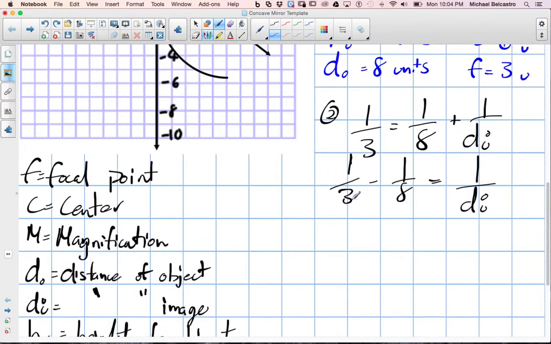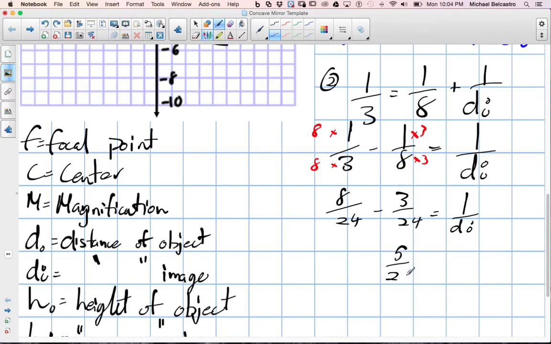Now we're going to make the denominators the same because we're subtracting fractions. So very quickly, instead of trying to find a common multiple, I know I can multiply this fraction by the denominator of the other fraction, and then vice versa, this fraction by the denominator of the other fraction. So that being said, we have 8 over 24, subtract 3 over 24 is equal to 1 over the distance of the image. We end up with 5 over 24 is equal to 1 over the distance of the image.